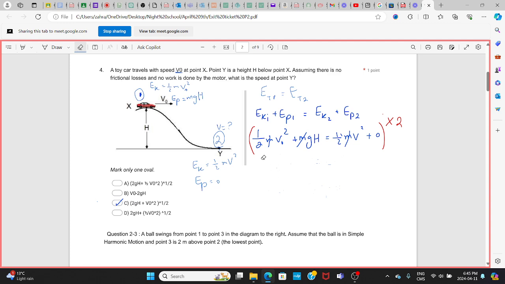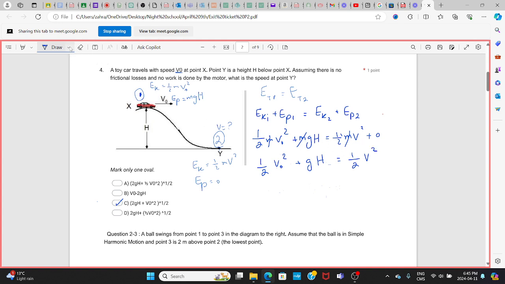Okay. Maybe it's better. So you agree so far, right? That I can cancel m from each term. True? Now what I have is half v0 power 2 plus gh equal to half v power 2. Agree?